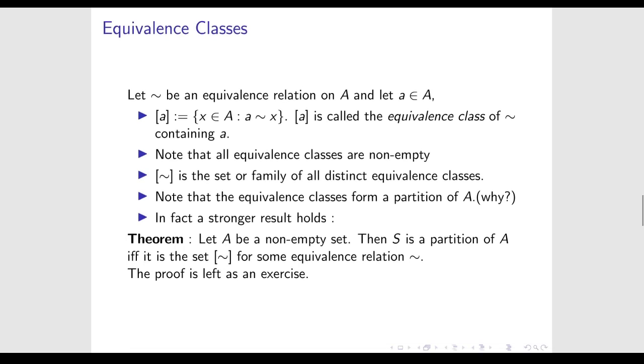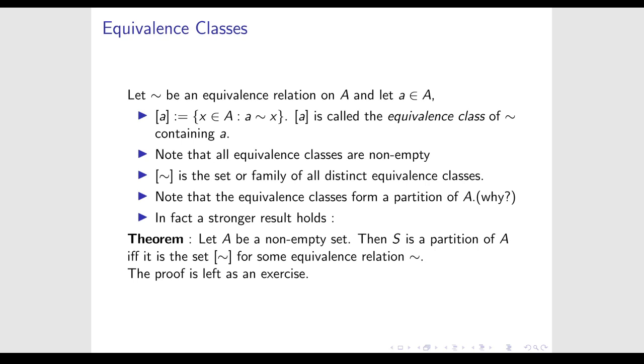Now, equivalence classes. Let tilde be an equivalence relation on A and let a be an element of A. Close bracket a denotes the set of all x in A such that a is related to x by the relation tilde. This notation is called the equivalence class of tilde containing a, or equivalence class of a for the relation tilde. Note that all equivalence classes are non-empty because tilde being an equivalence relation ensures that a belongs in its own equivalence class because of the reflexive property.